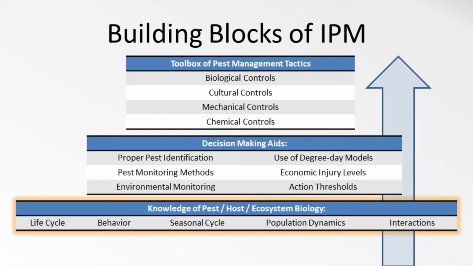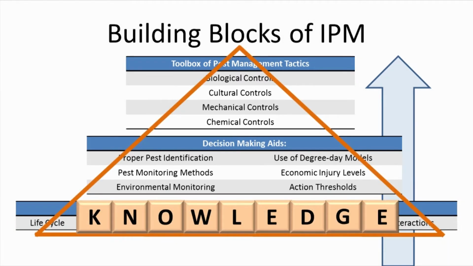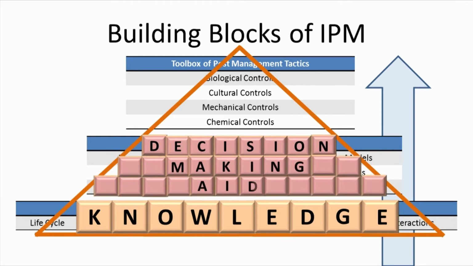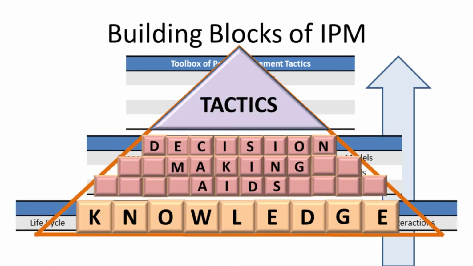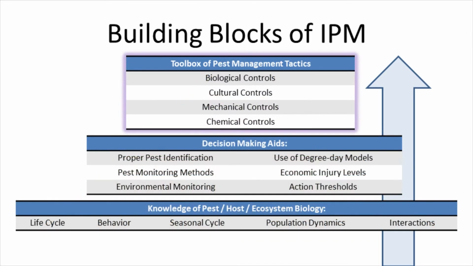The point of all this knowledge is to make an informed decision. The central block in our pyramid lists our decision-making aids, tools like proper pest identification, pest and environment monitoring, temperature, humidity, and so forth, and priorities including economic injury levels and action thresholds, so you know how much damage your plants can take before you need to take action. Finally, on the top of the pyramid are the pest management tactics: biological, cultural, mechanical, and chemical controls. These are the tools that you'll actually use to control the pest, and I can't emphasize enough, which tool or tools you choose to use will depend on the knowledge and priorities specific to your situation.